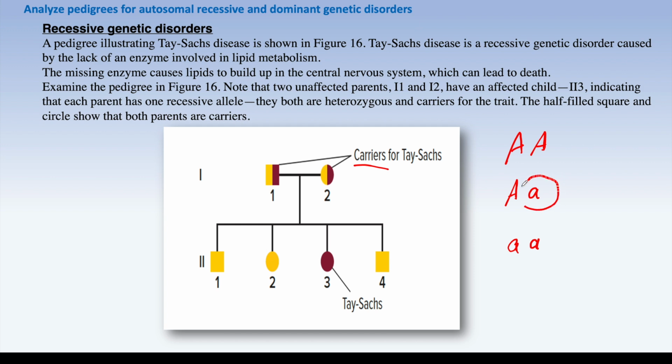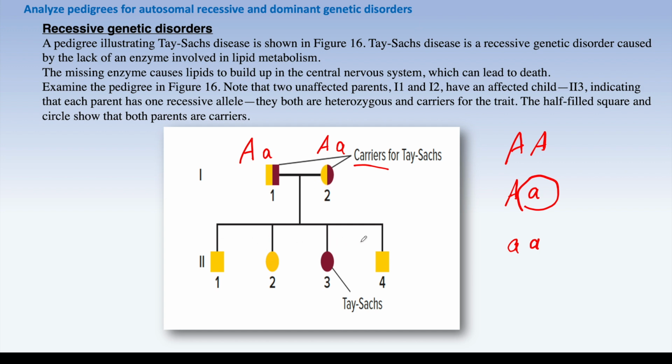Which allele am I talking about? I'm talking about the recessive allele. So the genotype for the carrier is heterozygous all the time, in the case of recessive disorders only. Okay? I'll clarify it more when we talk about the dominant genetic disorder. Now, these are the carriers.